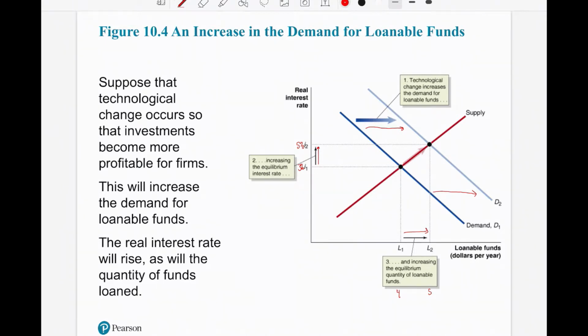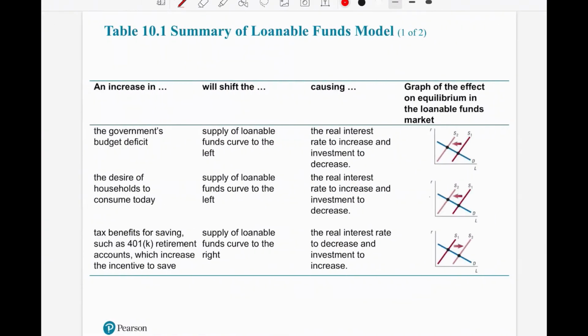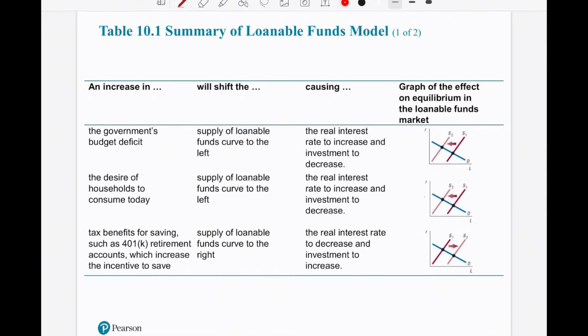Now, since this is a topic covered in more upper division macro courses, I mainly just want you to focus on what happens to the equilibrium interest rate and quantity of loanable funds when there's a change in demand or supply of loanable funds. Now, the following tables will help illustrate those changes. We see that if there is a decrease in supply, as we have here on this first one, so we have this decrease in supply.